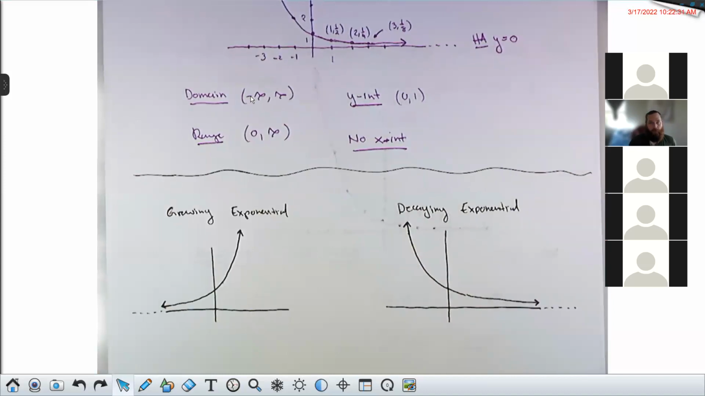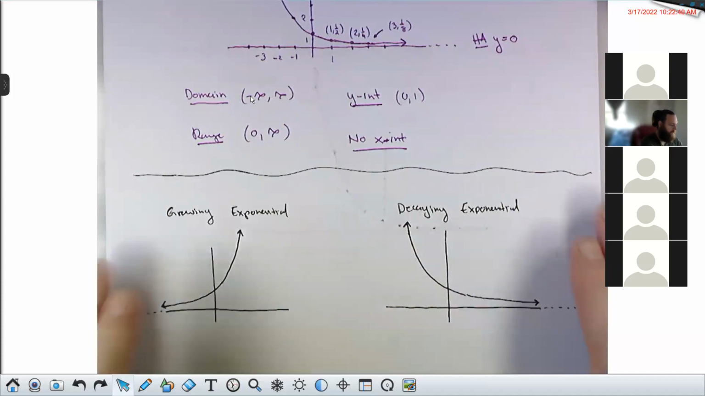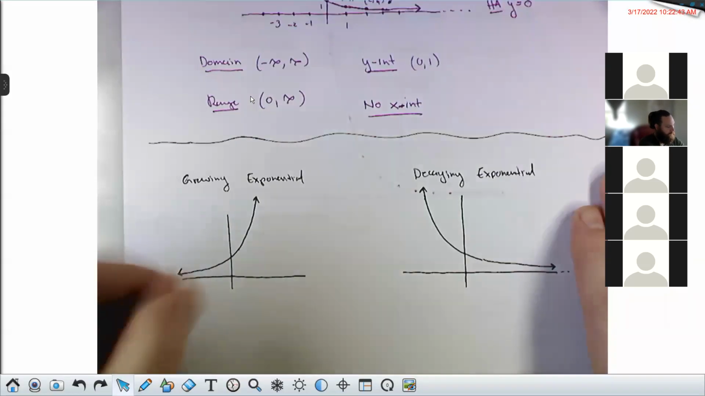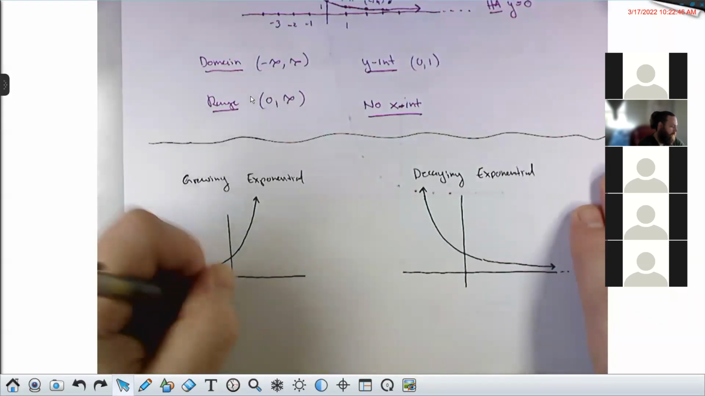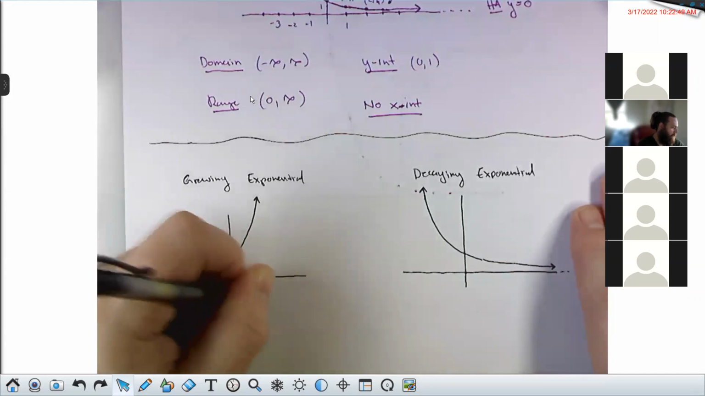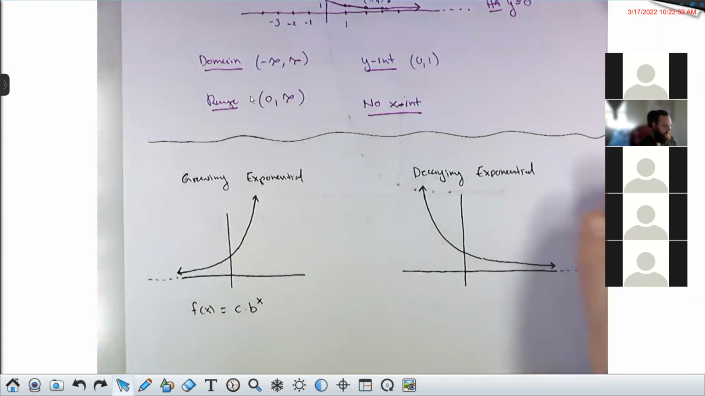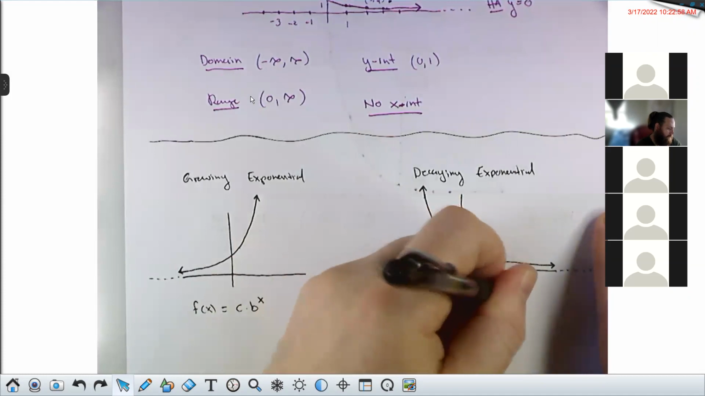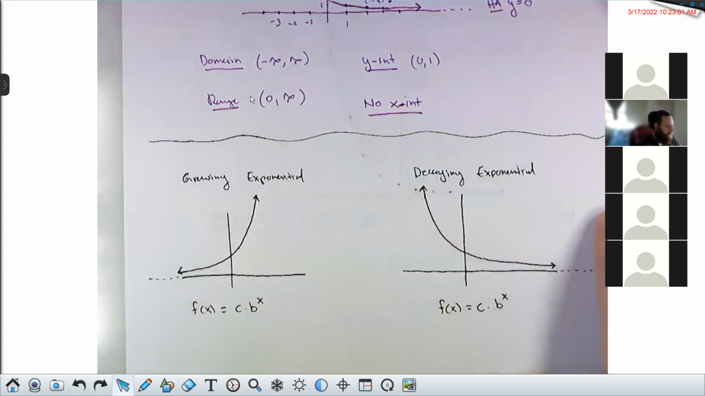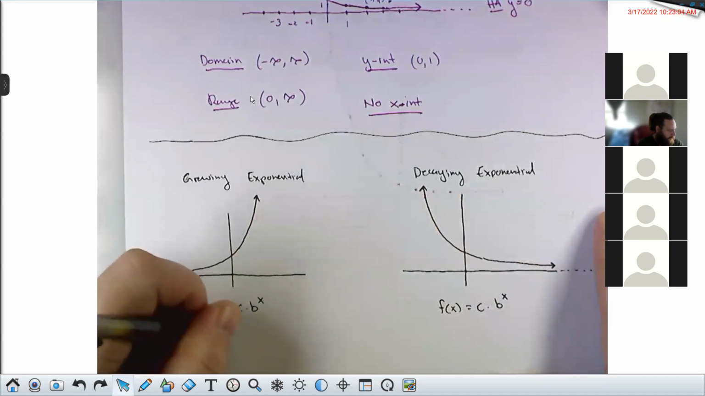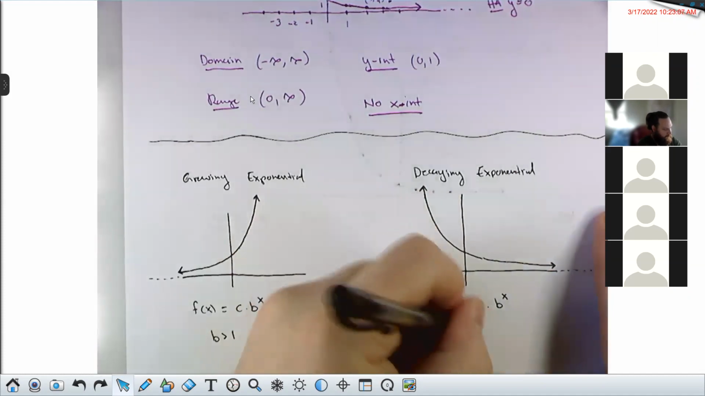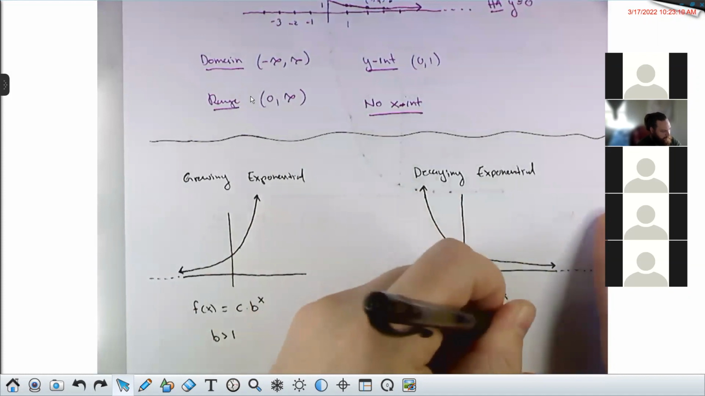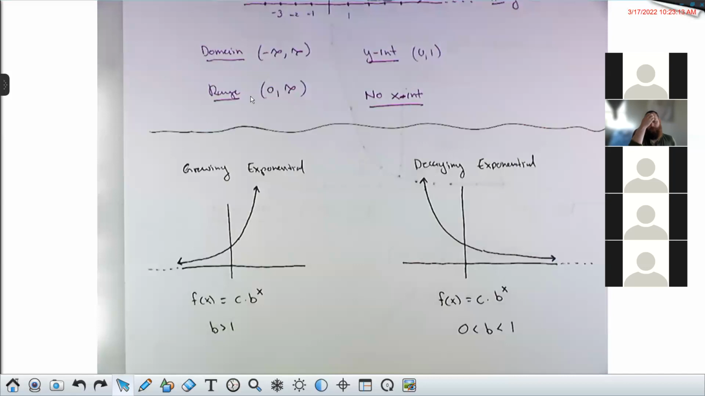One of the things you want to be able to do is tell, when somebody hands you a formula for an exponential function, whether it is growing or decaying. Both of these can be written as some constant c times some other constant b raised to the power of x. In a growing exponential, b is bigger than 1. In a decaying exponential, b is smaller than 1. Always bigger than 0, but smaller than 1.